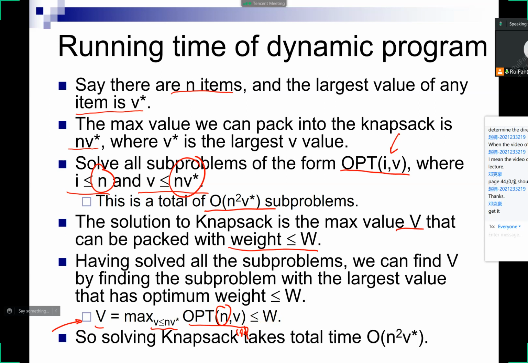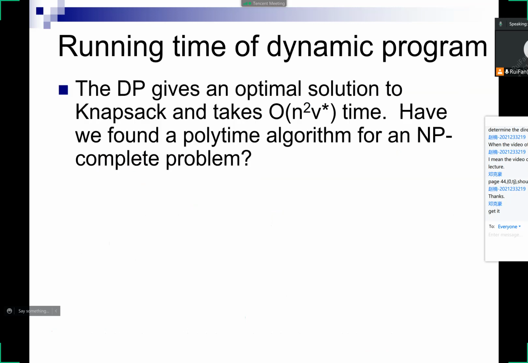Okay. So therefore, all we need to do is to solve all of these subproblems, and there are n squared times v star number of subproblems. So therefore, the time to solve knapsack is just order n squared times v star. Now, this is unfortunately not a polynomial time algorithm, because v star can be very large.